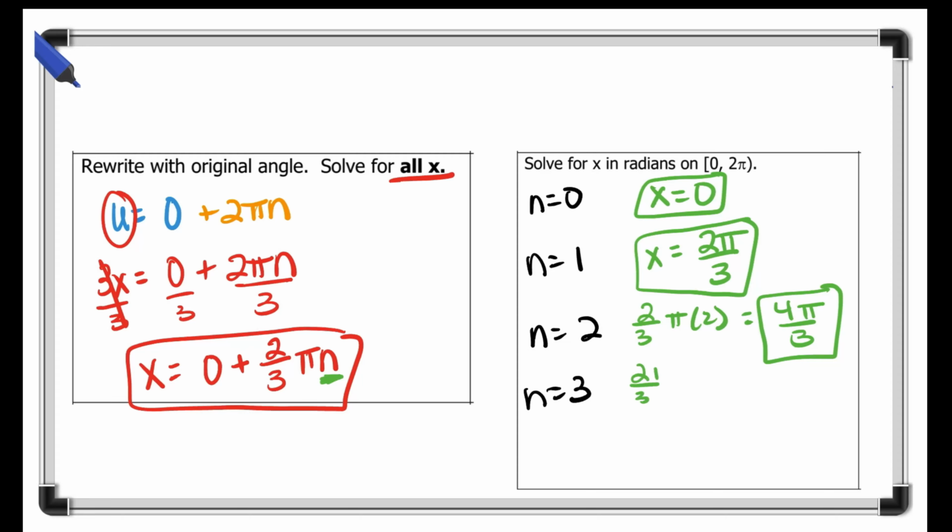And 2 pi over 3 times 3 gets me 6 pi over 3. You do want to remember that 2 pi is the same thing as 6 pi over 3, and the reason we cannot include it is because it's not a bracket. So the 6 pi over 3 will not be included. Here you're only going to get your 3 answers: 0, 2 pi over 3, and 4 pi over 3.